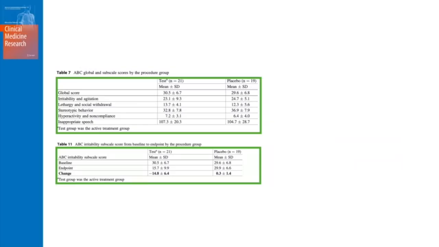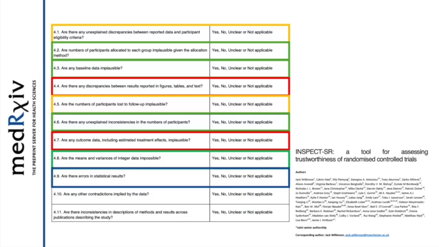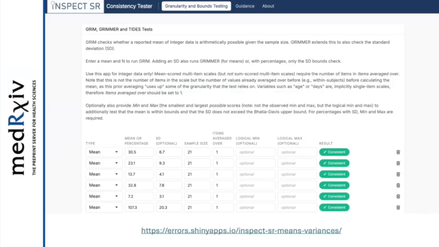I've done all the checks using the INSPECT-SR checks, and I found no problem for those 2 dimensions. So it's a green, it passes the test. You can use the GRIM test, and you can learn more by looking at Jack Wilkinson's video. You can find this test online.